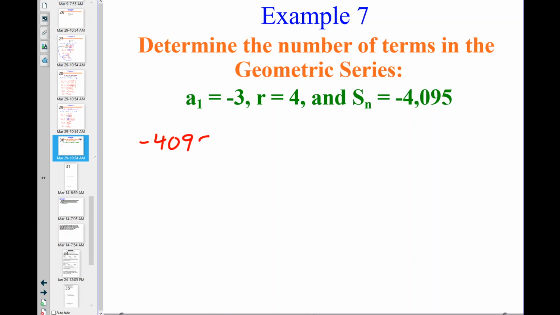Negative 4095 is equal to, what's the first amount? In order to be able to find number of terms, they have to give you the other three. And they do. Negative 3 is the first amount. Then 1 minus common ratio to this power of n that I'm looking for over 1 minus common ratio.